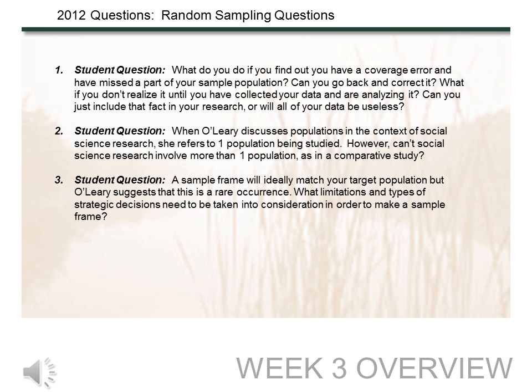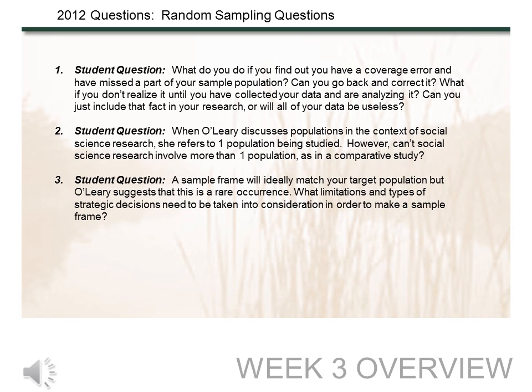So, all right, jumping on to question 2. O'Leary discusses populations in the context of social science research. She refers to one population being studied. So the question here is, can you only deal with one population, or can you have more than one? The answer to this question is right here. When we do comparative studies, which are very, very common, there are often multiple populations being studied at the same time. So that's a quick answer to that question.